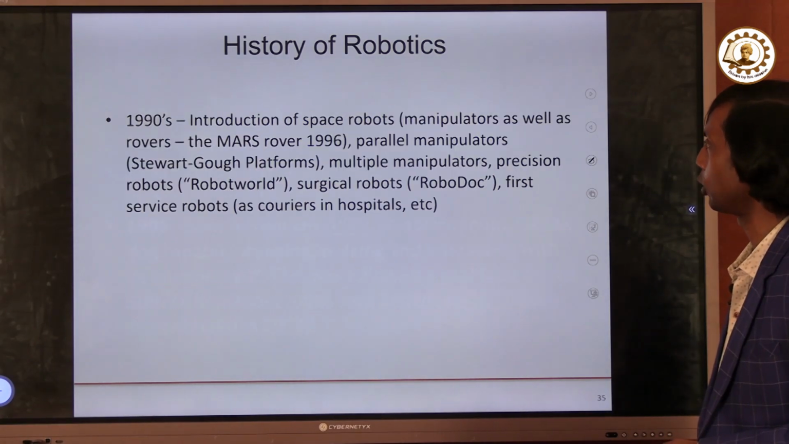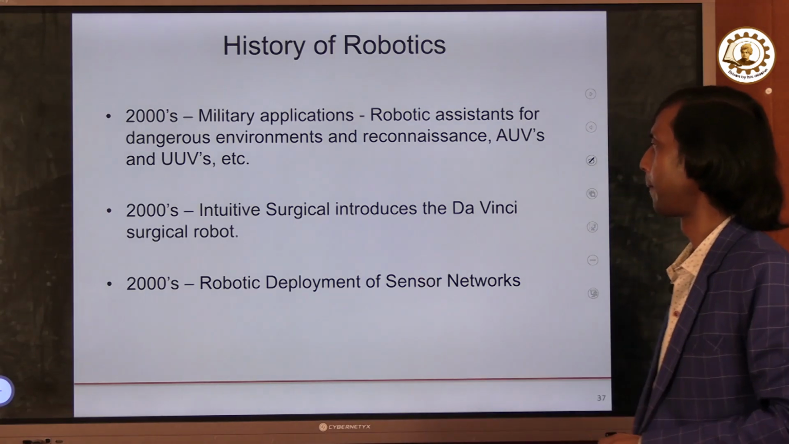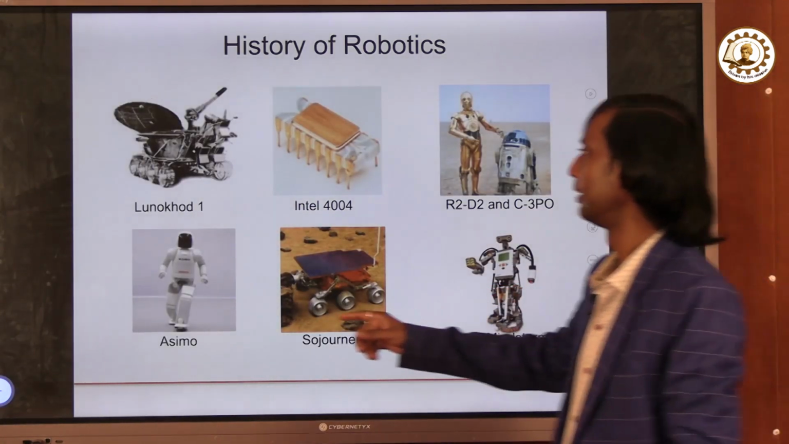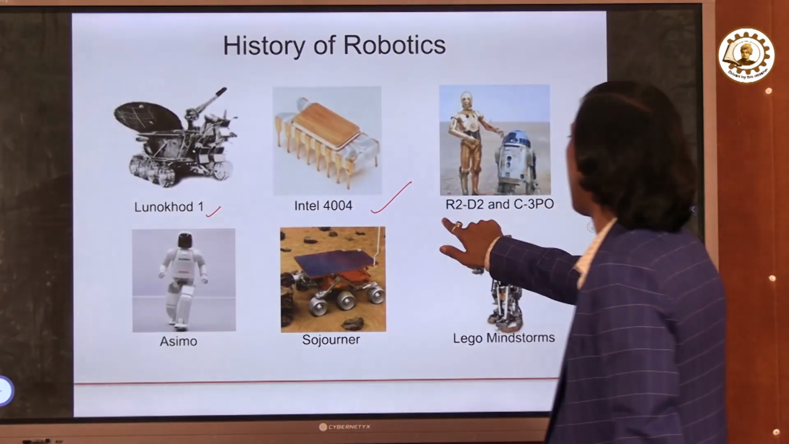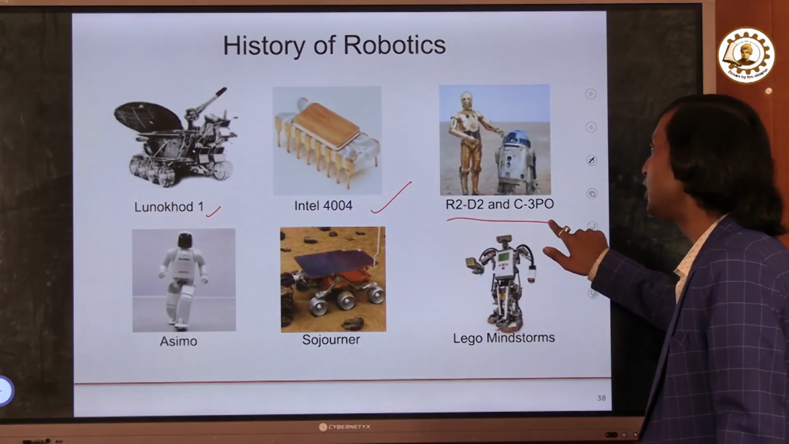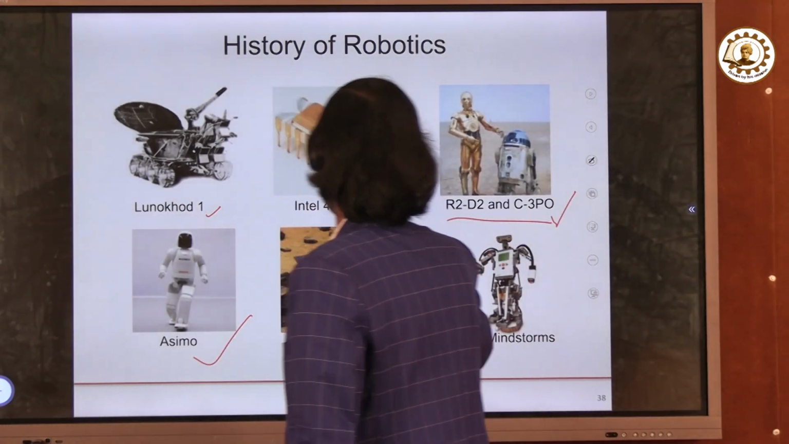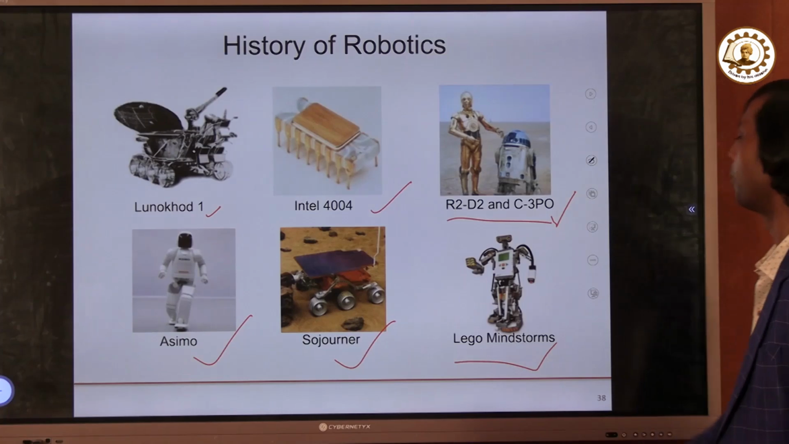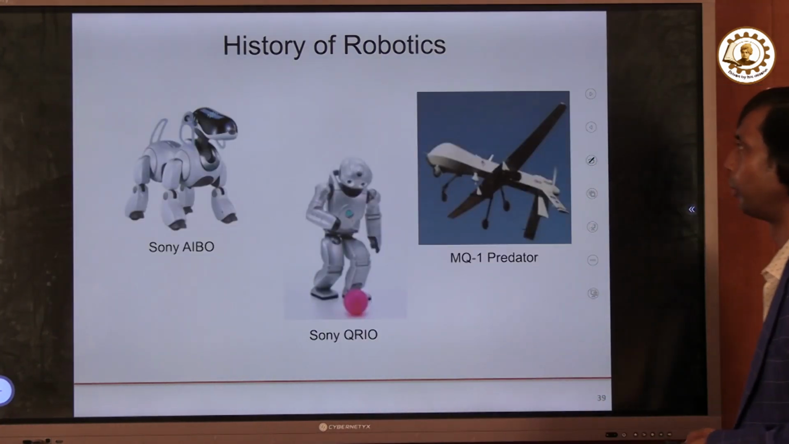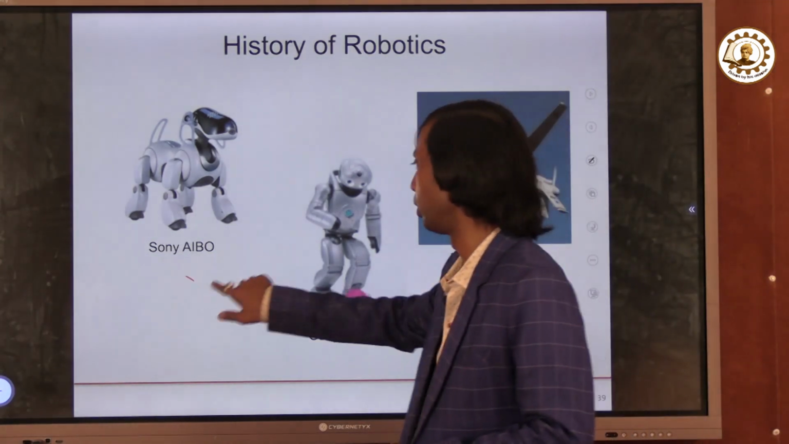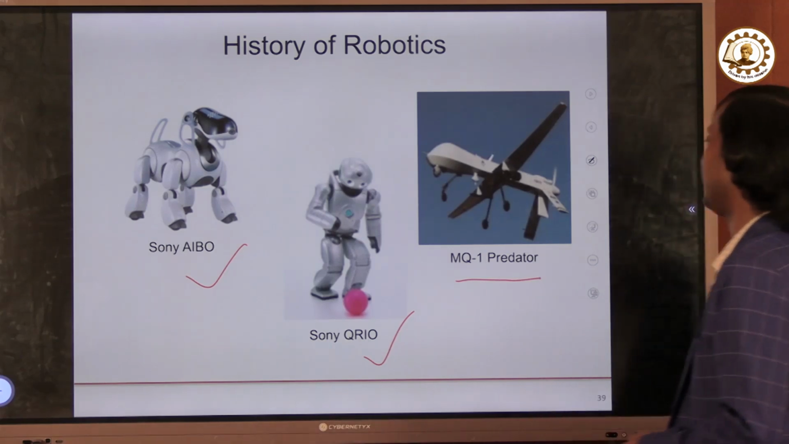Then there is also Lunokhod 1, Intel 404, R2-D2, C-3PO, ASIMO, Sojourner, Lego Mindstorms. This type of development was actually going on in robotics. Okay, Sony AIBO, Sony QRIO, MQ-1 Predator.